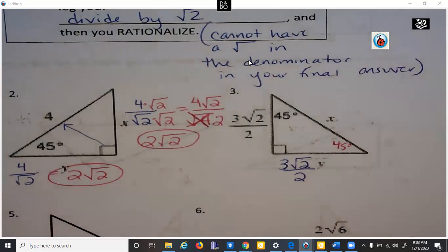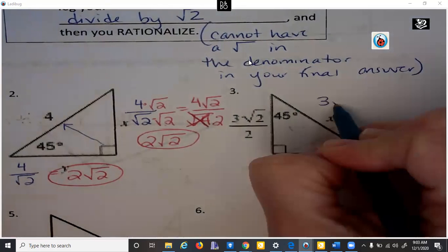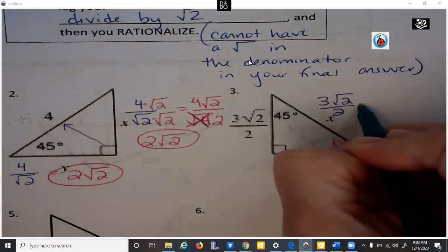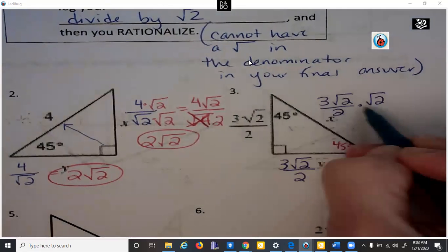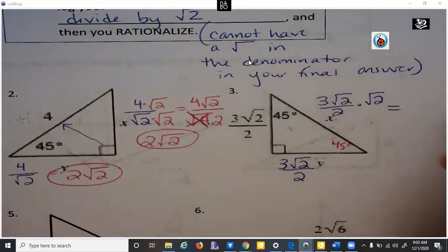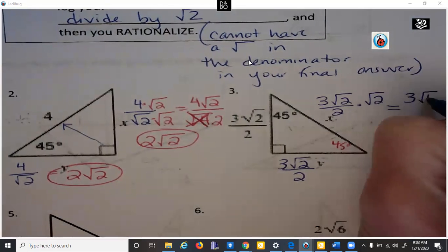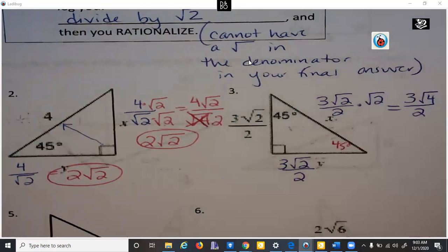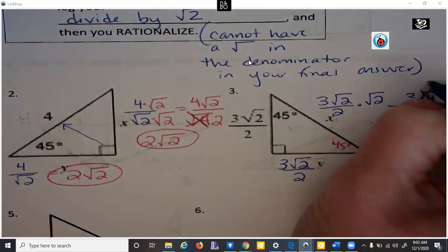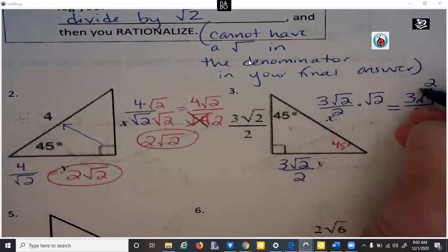Multiply. So I'm going to do 3 root 2 over 2 times root 2. So I'm multiplying by root 2. That gives me 3 square root 4 over 2. And the square root of 4 is 2. And I multiply those. 3 times 2 is what?